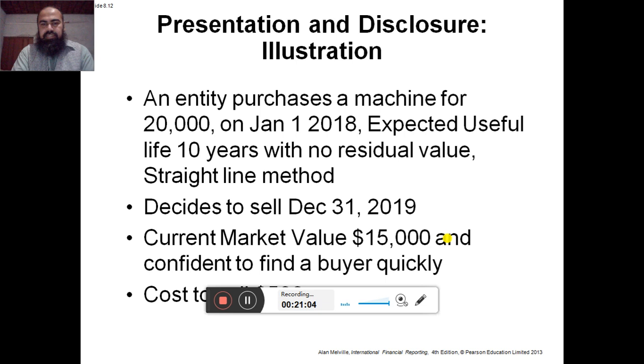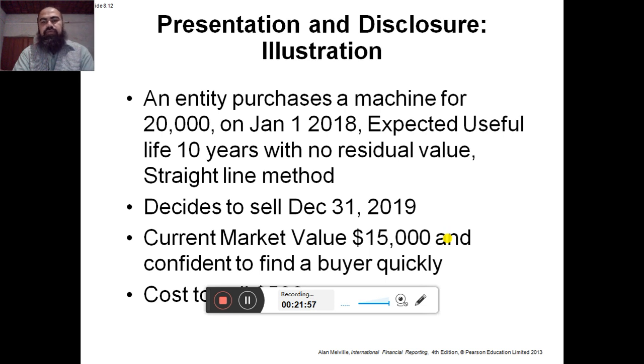Now, to better understand the topic, we need an example of the presentation and disclosure. So some calculation will be required as well. Suppose an organization purchases a machine for $20,000 on 1st January 2018. Its expected useful life is 10 years with no residual value, and the company is using the straight line method for the depreciation. Due to some circumstances, after the passage of 2 years, on December 31, 2019, the company decides to sell that asset and to consider it as held for sale.